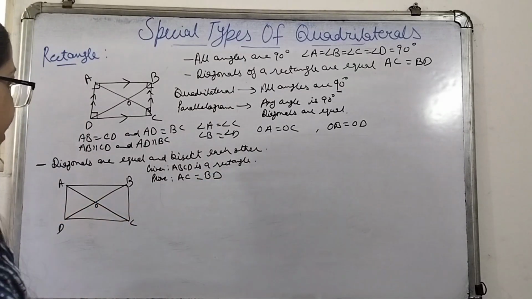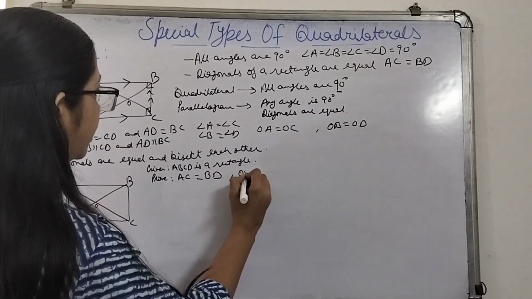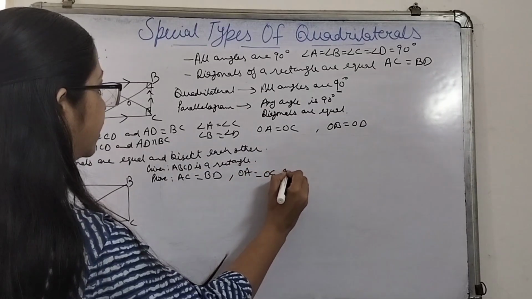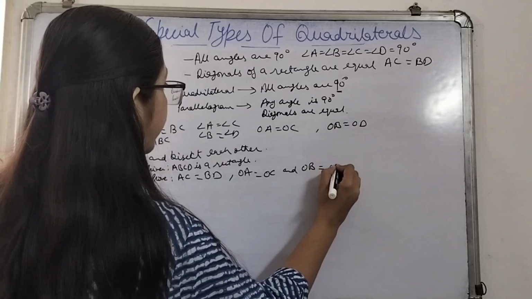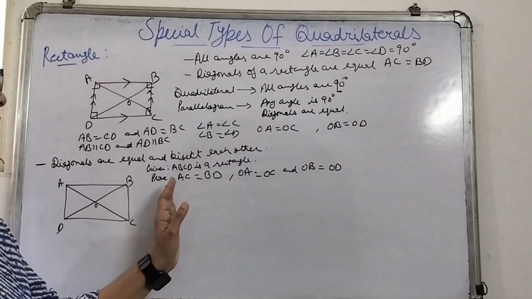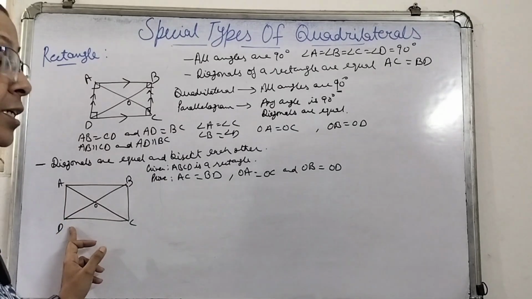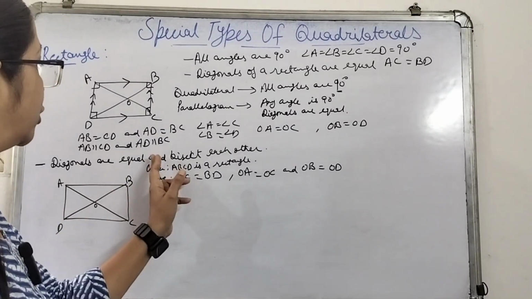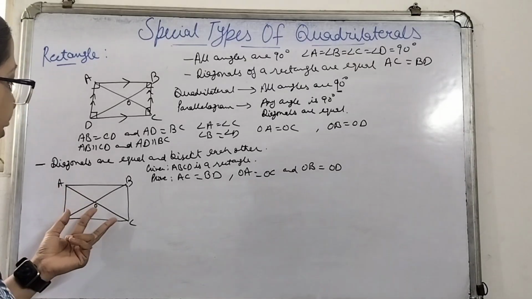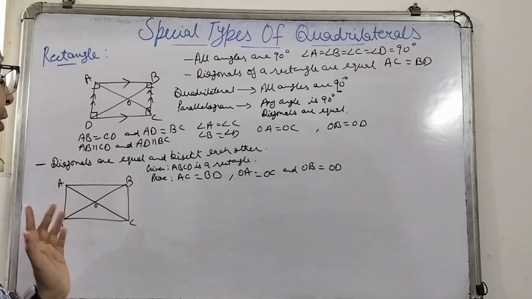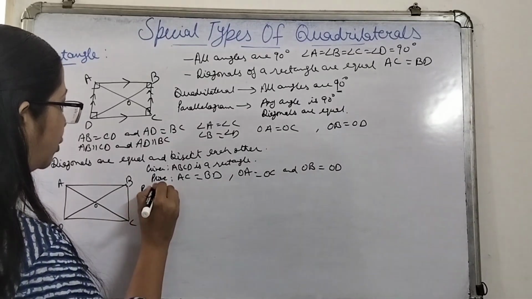And if O is the intersection point, along with that we need to prove that OA is equal to OC and OB is equal to OD. We need to prove that diagonal AC is equal to diagonal BD, and along with that, that the diagonals bisect each other, that means OA equals OC and OB equals OD. First of all, we are doing the proof of the first part.